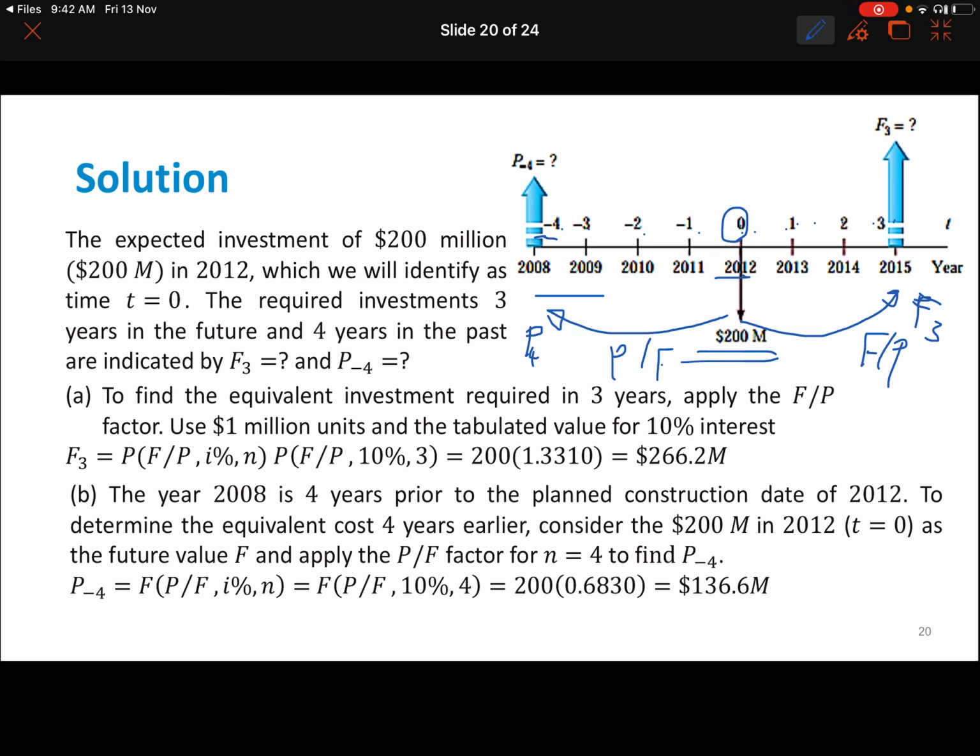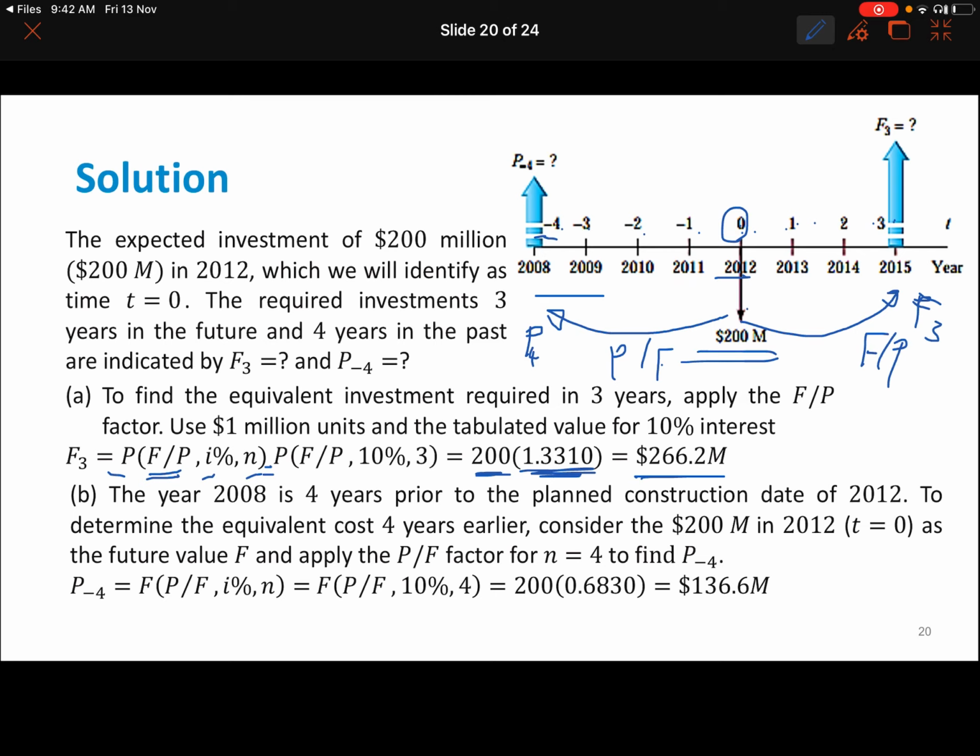So F3 will equal P multiplied by F given P, i, and n, which is P multiplied by F given P, 10% and 3. So 200 multiplied by this number we extract from the table. How to extract from the table? I'll make a different video for that. Okay, it will be $266.2 million after 3 years from now.